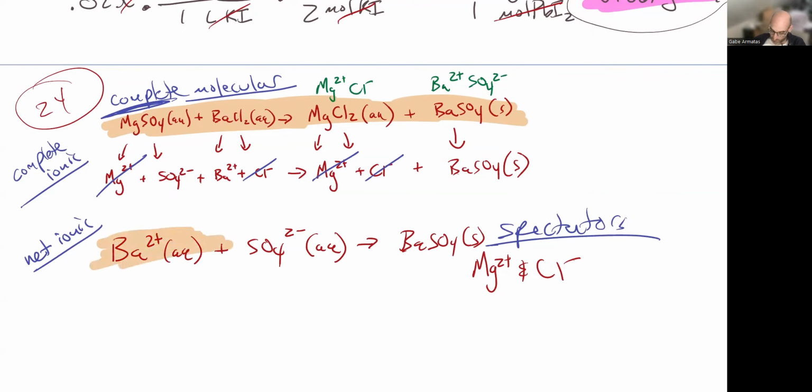You always write the positive one first. I think your test doesn't do that, but it should have. And here we go. So what I know is I have 2 spectators. I have the net ionic, and this is how you do it.